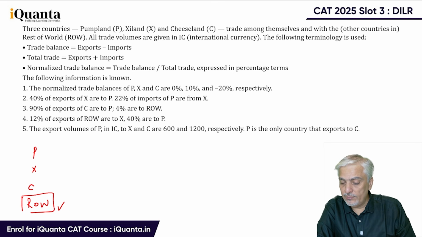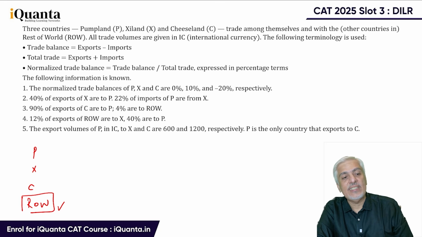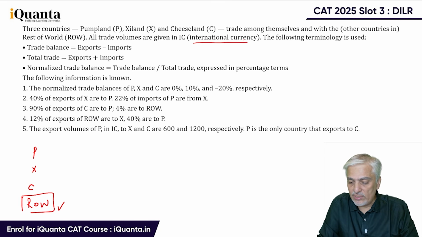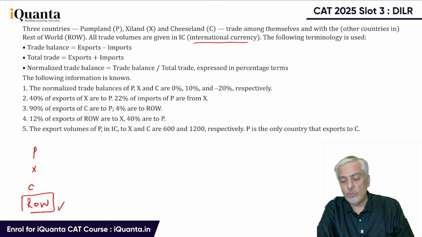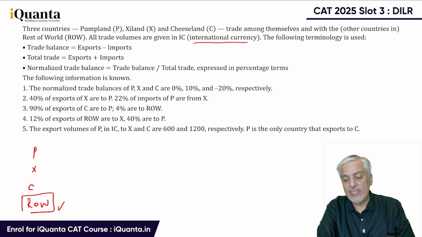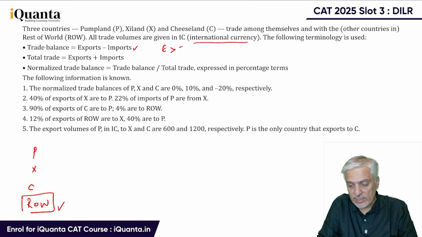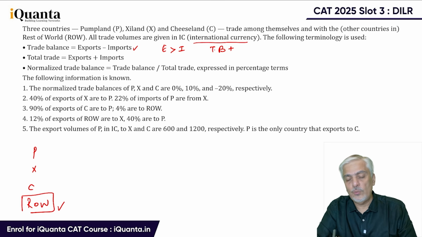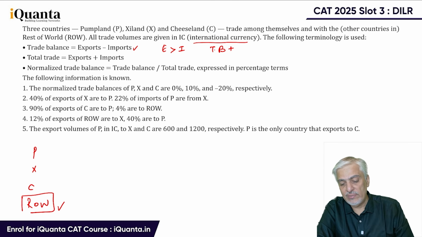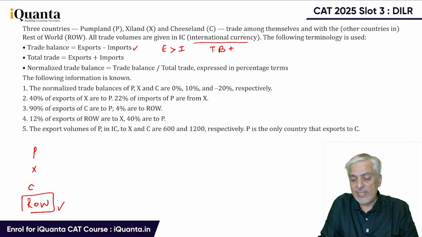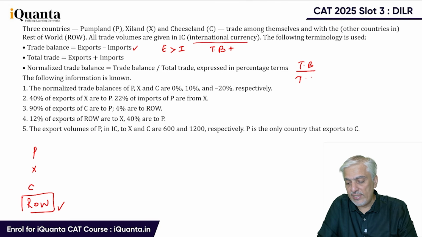Okay. All the trade volumes are given in IC, that is international currency. So there is some international currency in which the trading will happen. The following terminology is used. What is trade balance? Trade balance is exports minus imports. So if exports is greater than imports, listen, if exports is greater than imports, then trade balance will be positive. Otherwise it will be negative. Total trade is exports plus imports, which will obviously automatically be always positive. And normalized trade balance is trade balance upon total trade expressed in percentage. That is trade balance upon total trade into 100. That will be normalized trade balance.